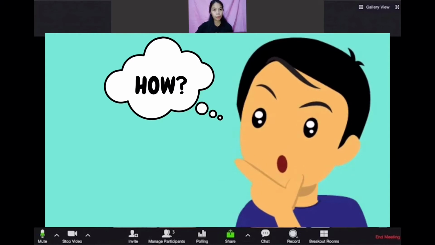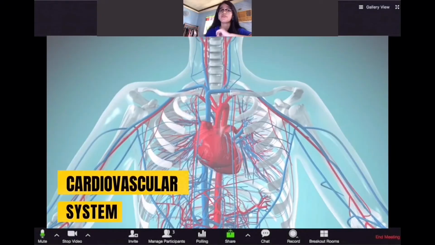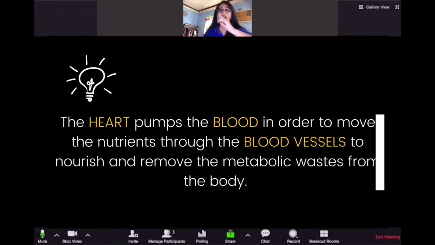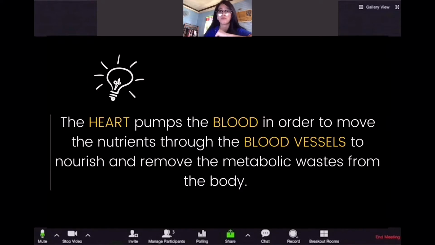Before I proceed, make sure to listen carefully and take down notes for you to remember all the details that I am going to present. The cardiovascular system, also known as the circulatory system, is the transportation system of the body. The three major structures that make this possible are the heart, the blood vessels, and the blood. Simply put, the heart pumps the blood in order to move nutrients through the blood vessels to nourish and to remove metabolic waste from the body.